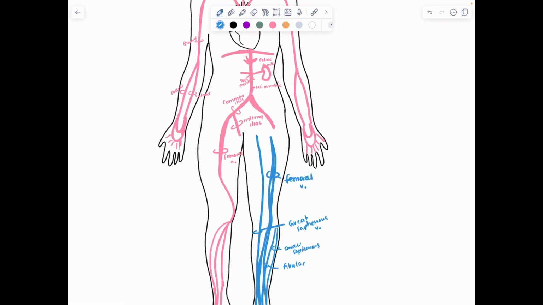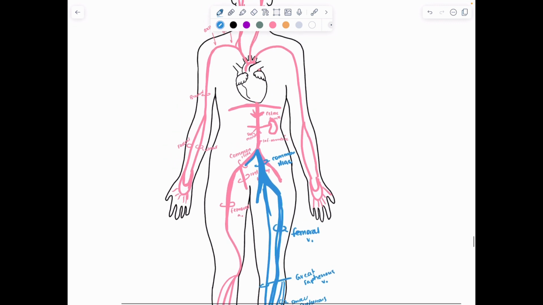Now the great saphenous and the femoral are going to come together into my external iliac. I also had an internal iliac that's collecting blood from where that internal artery was. And those are going to come together into my common iliac. So right here, that's my common iliac vein.